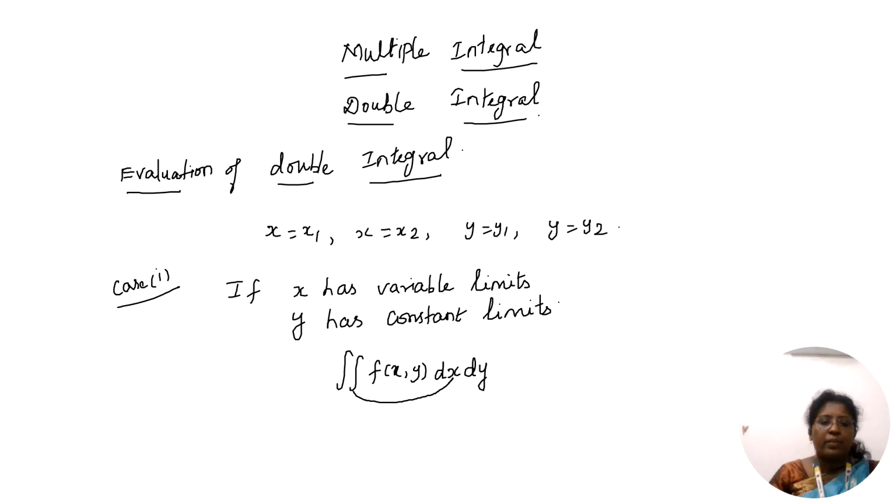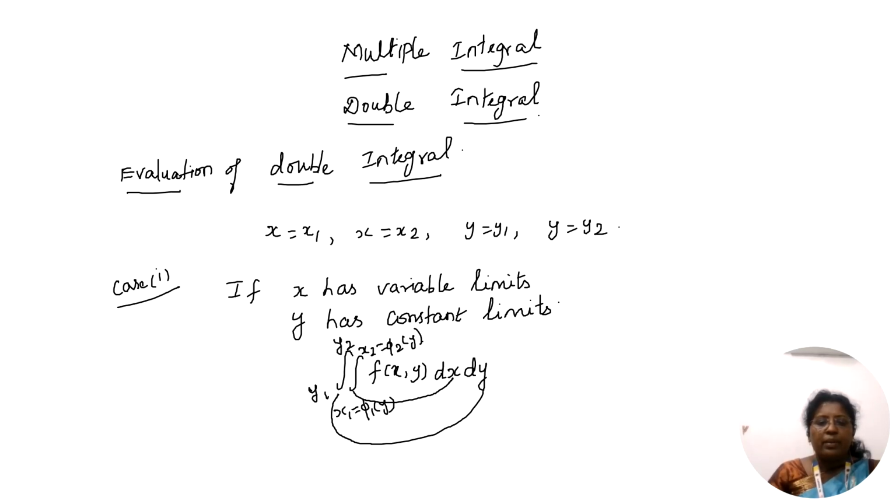Here x has variable limits, so consider the lower limit x1. If the inner integral is with respect to x, the limit must be a function of y. So x1 equals phi 1 of y. Then the upper limit is x2, which is equal to phi 2 of y. So the limit of x must be a function of y only. Then the y limits are constant. Take the constant limits: lower limit y1, upper limit y2.